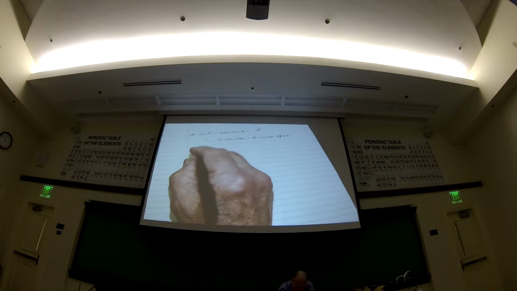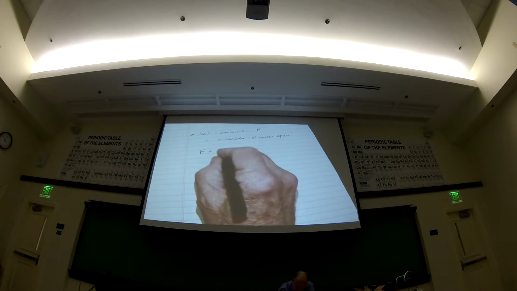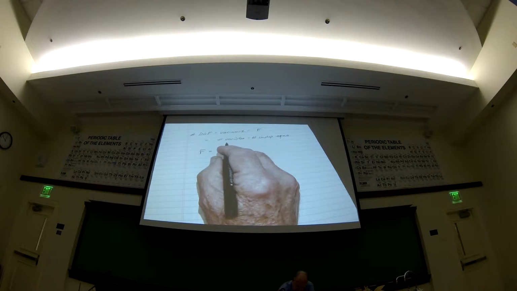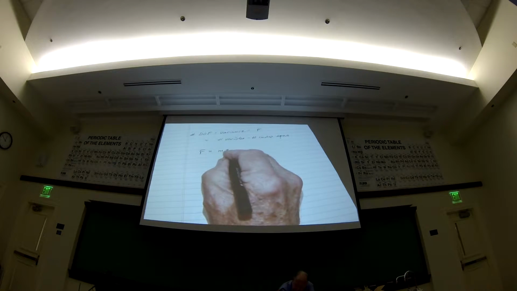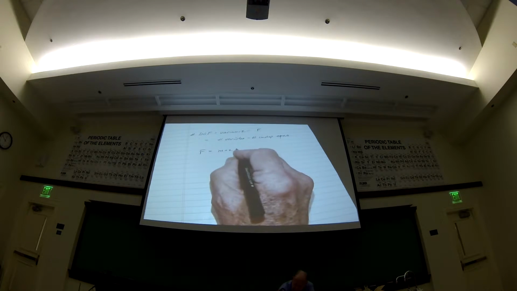So F is equal to, in this case, the number of variables, m plus 2, minus the number of equations, rho.